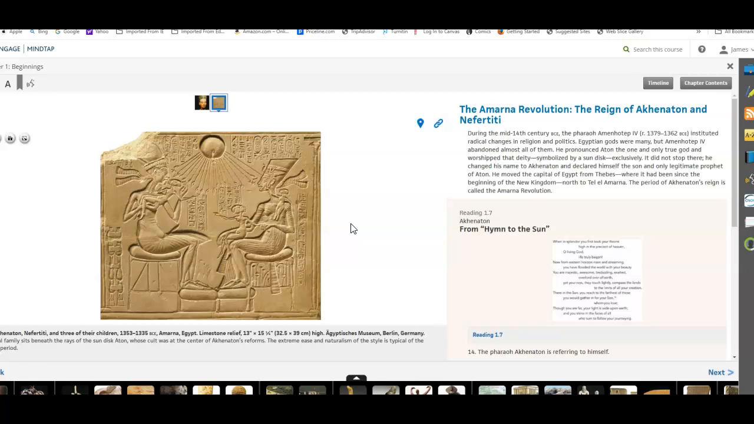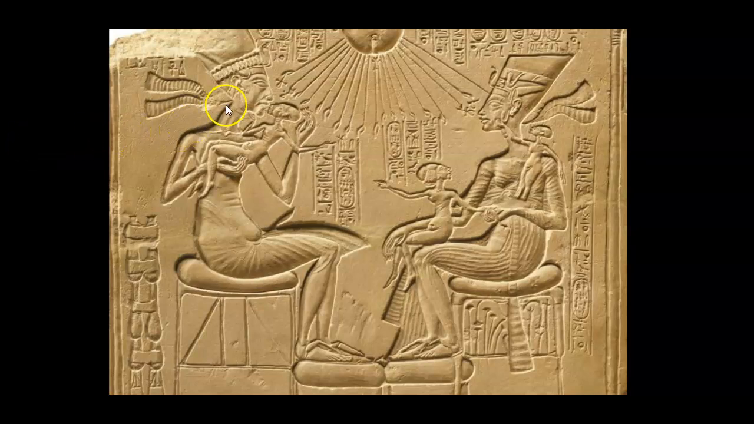This gives you an image. Previously, when we had seen the depiction on, for instance, the Narmer palette, Narmer is presented as larger, much more of a kingly presence. This is one that was found, we don't have very many of these, of Akhenaten and Nefertiti with their children. You can see that he's not being presented as any larger. I mean, they're basically equivalent in size.